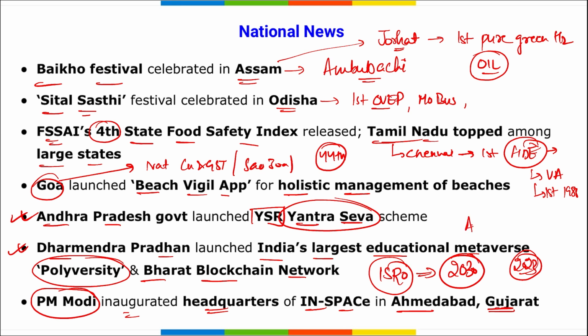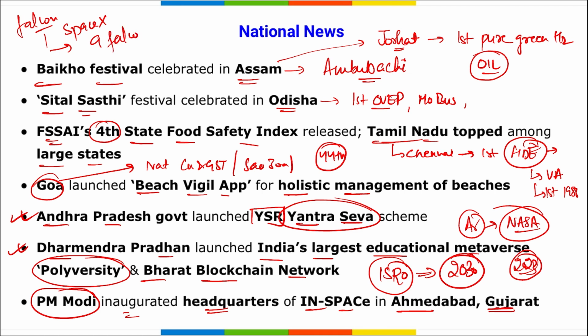Then recently Artemis was launched by which space organization? It was launched by NASA. Falcon Heavy. What is Falcon Heavy? Falcon Heavy is one of the largest rockets built by SpaceX, and it is equipped with three Falcon 9 rockets.